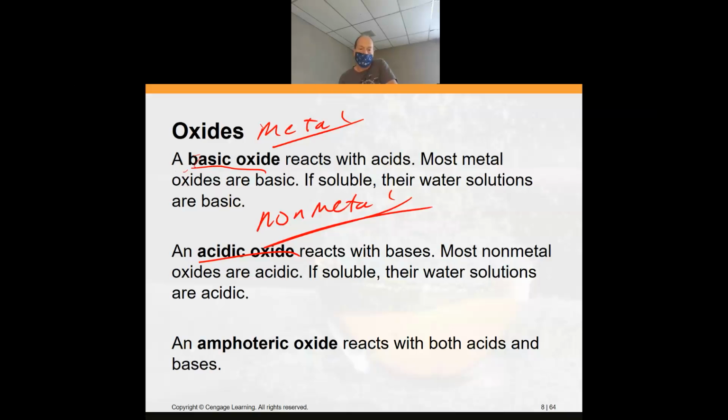Now, there's a bunch of exceptions to this, but we're going to stick with all metal oxides are basic on the test. All non-metal oxides are acidic. And to get an amphoteric oxide, you have to have a metalloid. So when you use a metalloid, then you're going to get both an acid when it reacts with the water, and you're going to get a base when it reacts with the water. So metal oxides are going to be basic. Non-metal oxides are going to be acidic. Metalloid oxides are going to be both. They're going to have characters of both the metal and the non-metal, and so they're going to have both acidic and basic reactions with water.